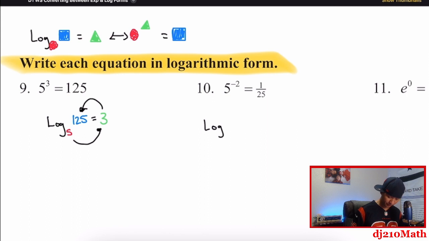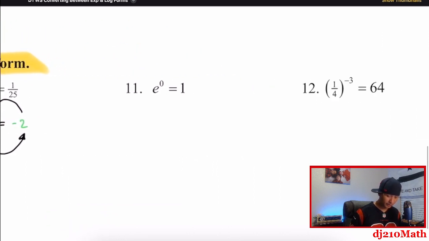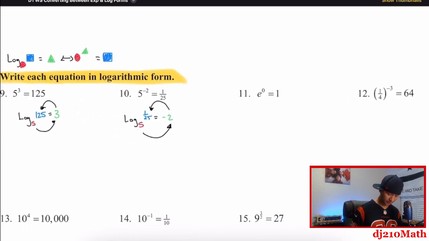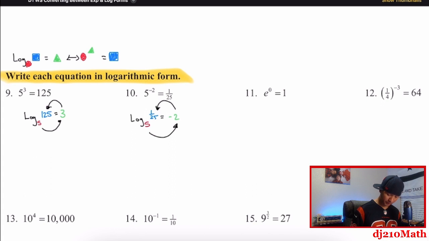So log base 5, 125 equals -2. 5 to the -2 power equals this. Yep. Anything to the 0 power is 1. But let's stick to the script, right? Stick to the script. So this is going to be log base e. We'll talk about this later.